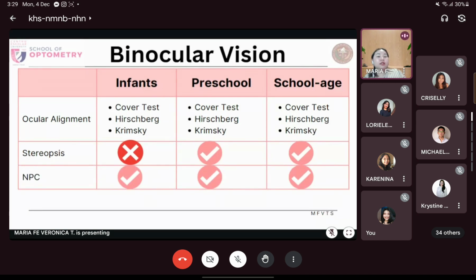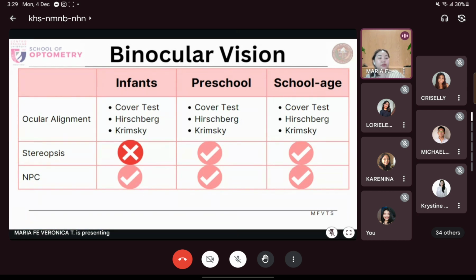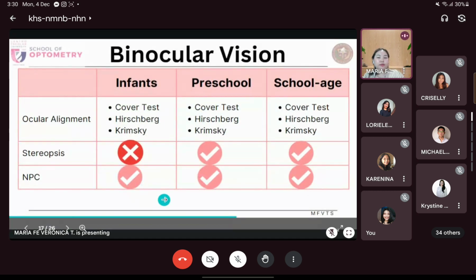NPC test naman, you can do for all three. Syempre, modified targets ka. Sa infants, you can make use of bright lights or toys as your targets for NPC. Even for preschool, pwede kang gumamit ng toys as targets. School age, depende naman sa edad niyan. If pwede mo na siya lang gamitin na ng tip of the ball pen or yung line target, yung cardboard, I think, na ginagamit ninyo for NPC.